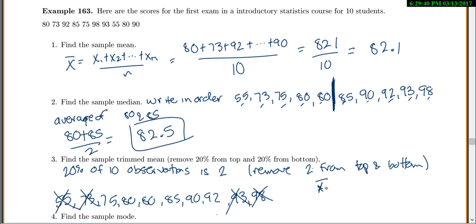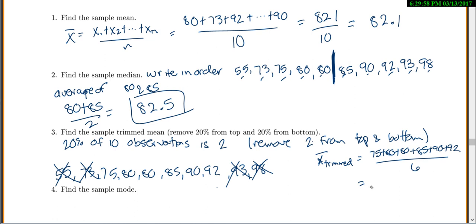So we'll do an X bar again, and we'll put this trimmed. I'll just write trimmed there so I know it's my trimmed average. So we'll add up everything that's left: 75, 80, 80, 85, 90, 92, and divide by how many there are. I think there's 6. So we get 83.66.